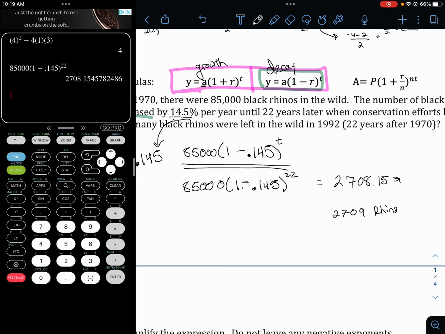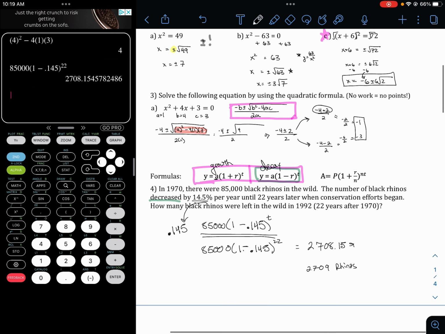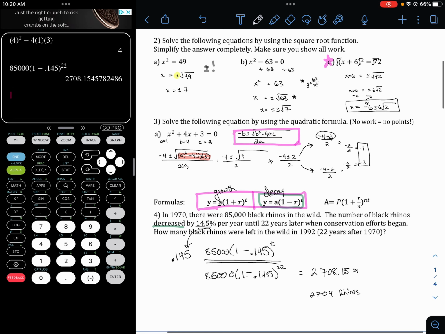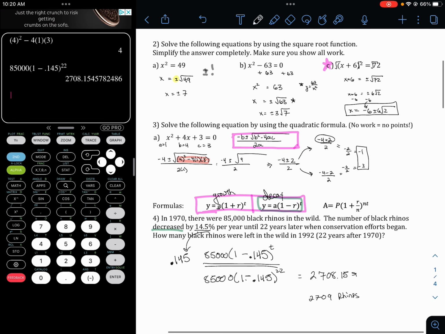Please put units. Okay, so there's page 1. We'll continue on page 2. But please have those things, at least the purple things, written down in your note card.